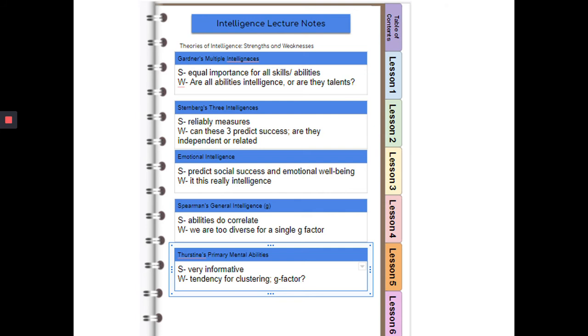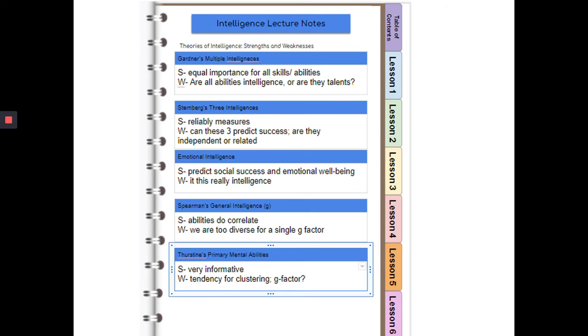Then with Spearman, with the G factor intelligence, the abilities that you have do correlate with each other. Okay, so again, this is your basic intelligence. Your abilities do correlate, but we as people are too diverse for a single general intelligence factor. There's too many facets and aspects of people that you can look at to determine intelligence, so that doesn't really work. And then with L.L.